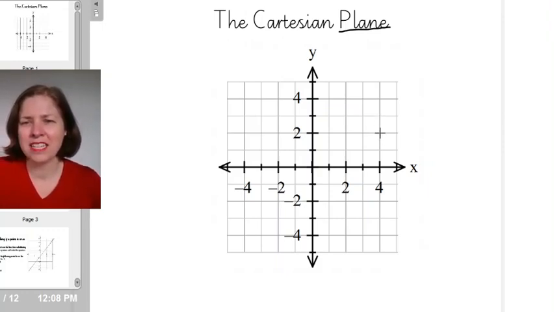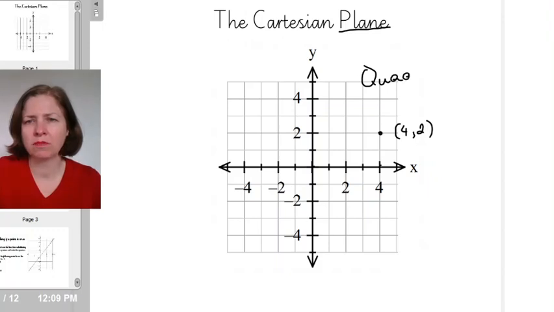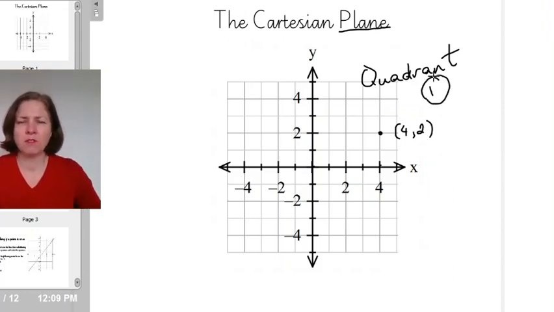So how do I identify points? If there's a point there, first I start at the origin, and I see how far I go to the right. I went 4 to the right. And then I see how far I go up. I went 2 up. Now both of these are positive, so this particular point is in quadrant 1. The word quadrant, of course, is linked to the word quarter because I've divided my plane into quarters.